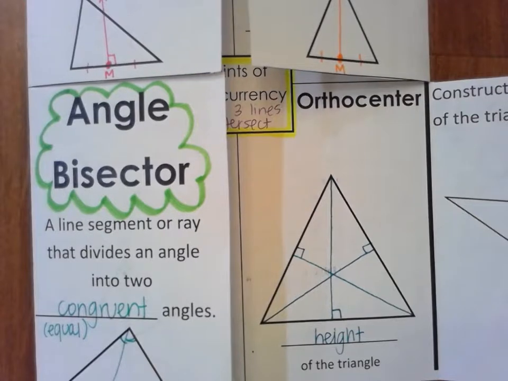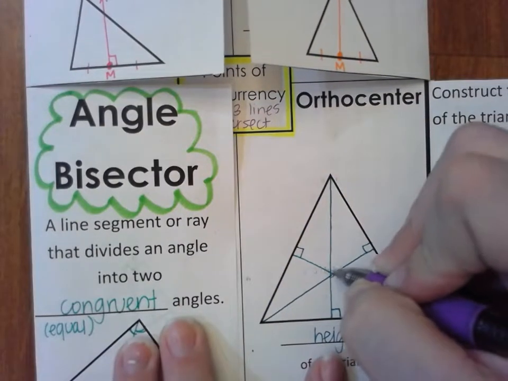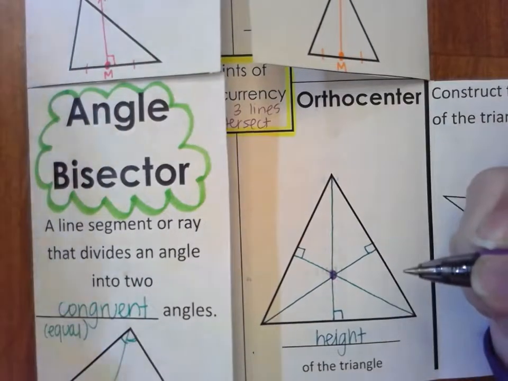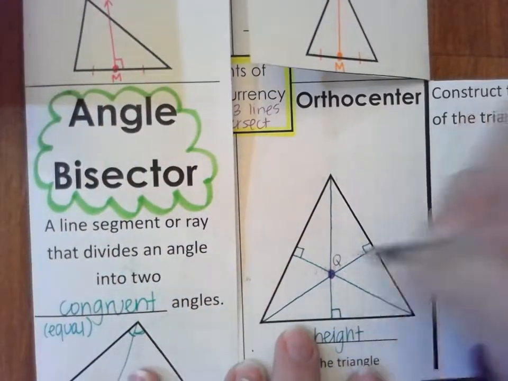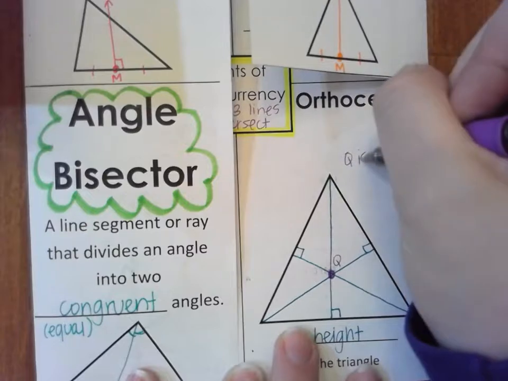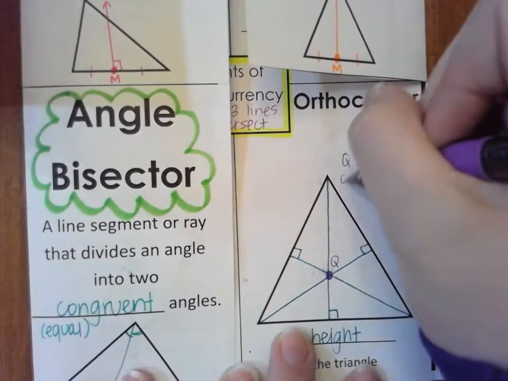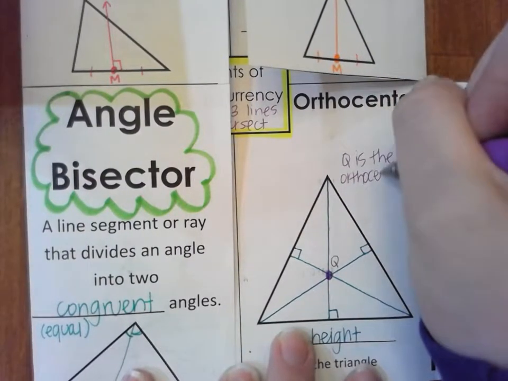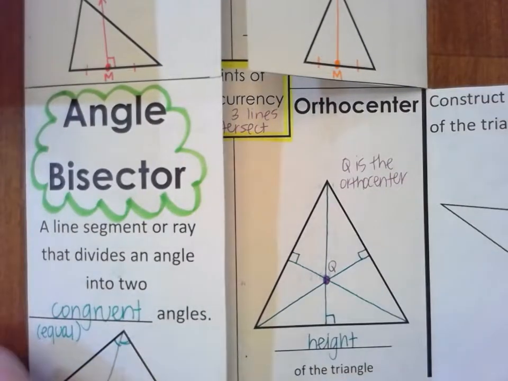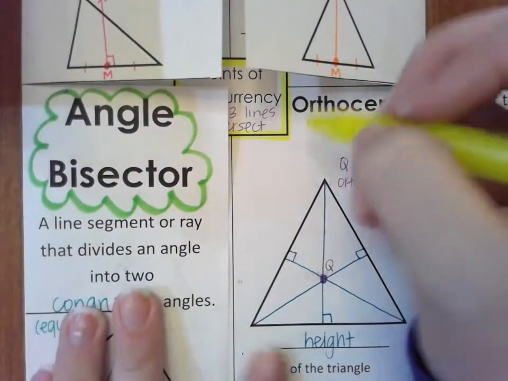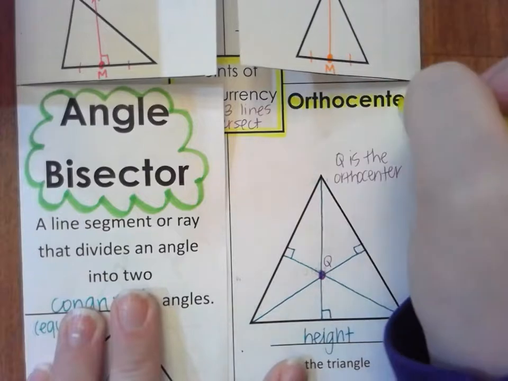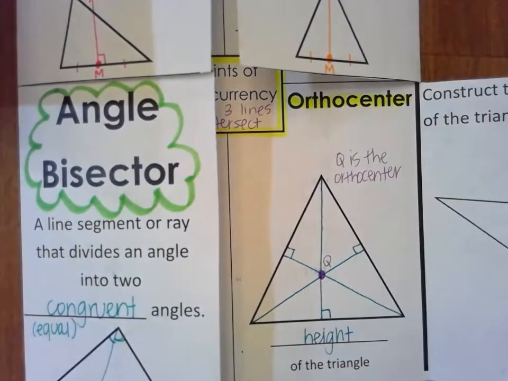of the triangle. And where all 3 of those intersect is at the orthocenter. So if we labeled that Q, then Q would be the orthocenter for this triangle. And the orthocenter is the point of concurrency for the altitudes.